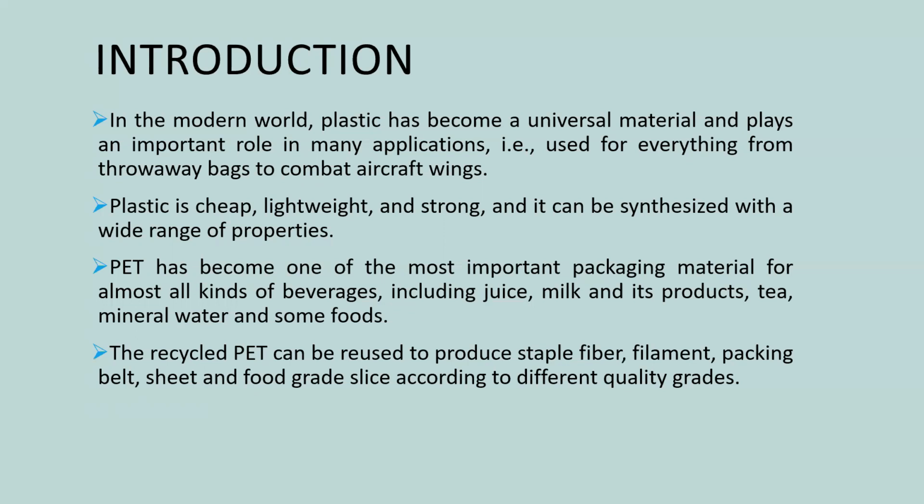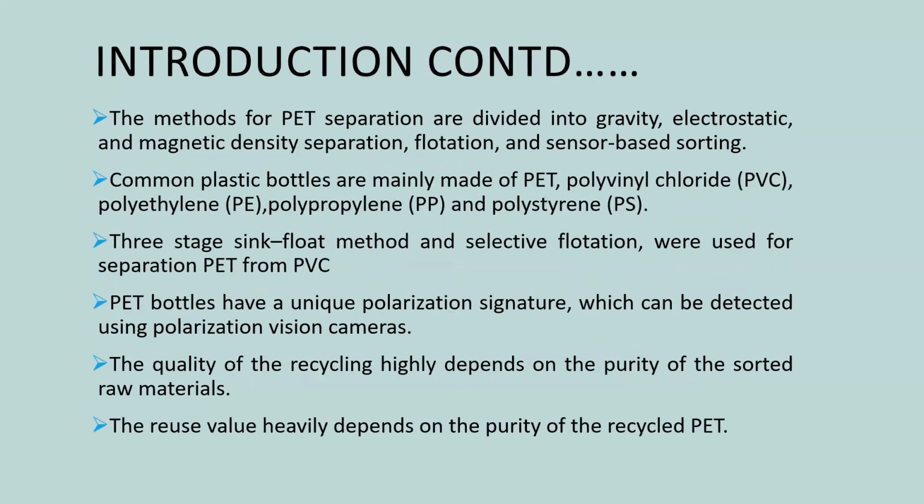The recycled PET can be reused to produce staple fiber, filament, packing belt, sheet, and food grade slice according to different quality grades. The methods for PET separation are divided into gravity, electrostatic, and magnetic density separation, flotation, and sensor-based sorting. Common plastic bottles are mainly made up of PET, polyvinyl chloride, polyethylene, polypropylene, and polystyrene. Three-stage sink float method and selective flotation were used for separating PET from PVC.